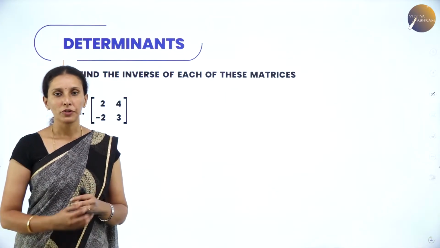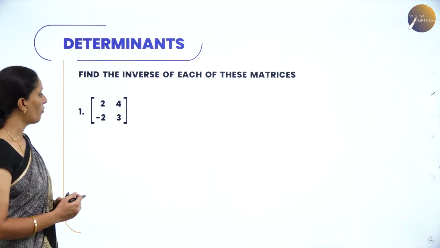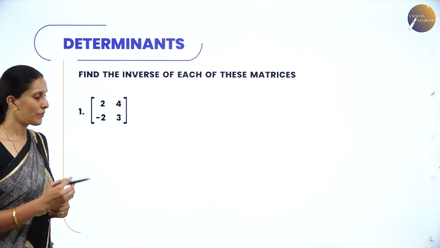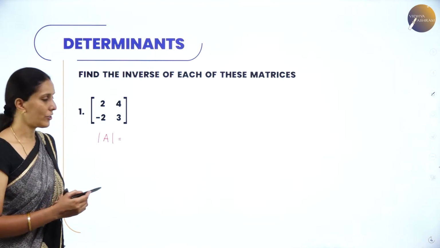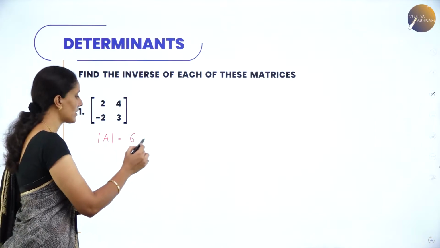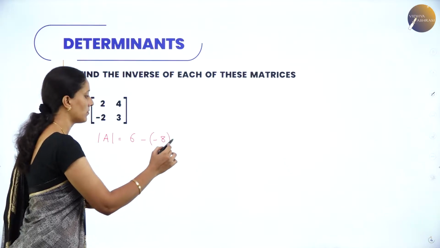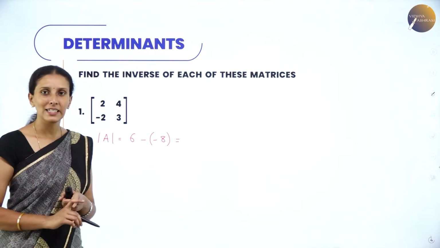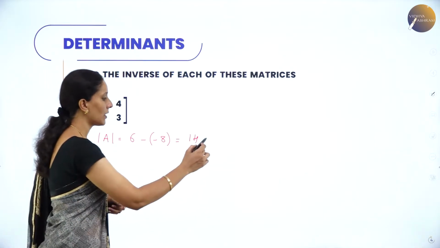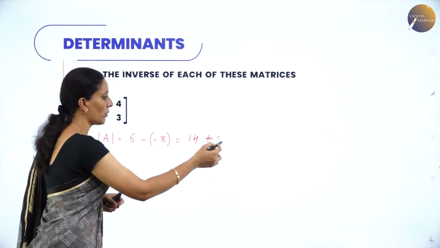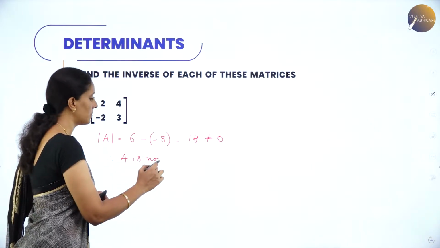Let's take few problems to find the inverse of the matrices. So here is matrix given. It is 2, 4, minus 2, 3. First, let us find out the value of the determinant. How to find the value of the determinant of 2 cross 2 matrix? That is 2 into 3, 6, minus 2 into 4, which becomes minus 8. So this becomes minus of minus 8 is plus 8. So 8 plus 6 is 14. Now here, clearly this is not equal to 0. Therefore, A is non-singular.